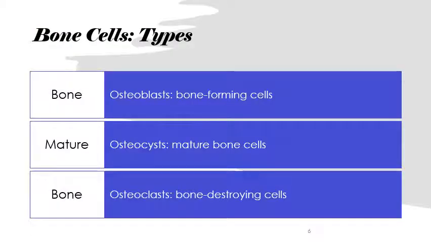So we have bones that are maturing, and these cells have to actually do their thing. Osteoblast is the cell forming the bone, or bone forming cells. Osteocytes are when they mature. And then osteoclast is the bone destroying cells. So this is the bone tissue, and each cell within there has these parts within it.